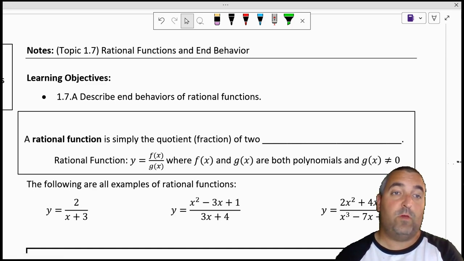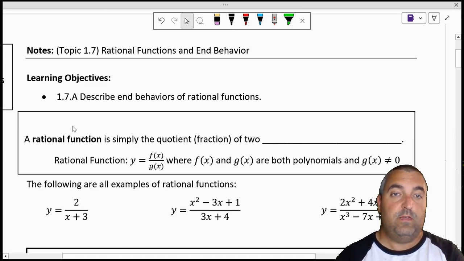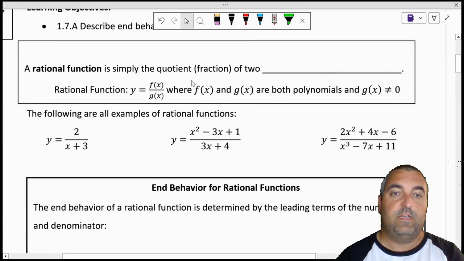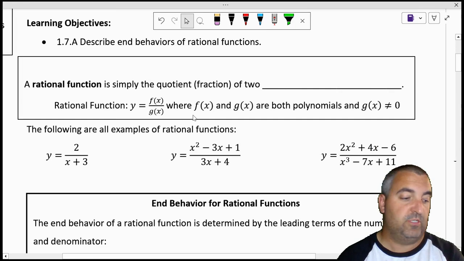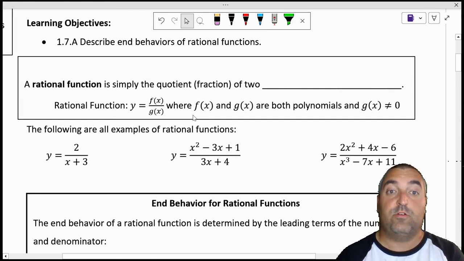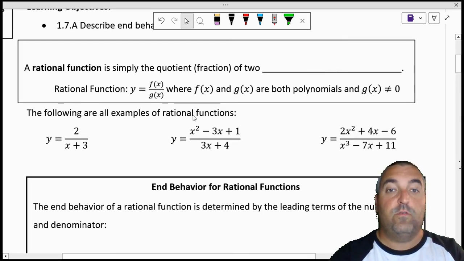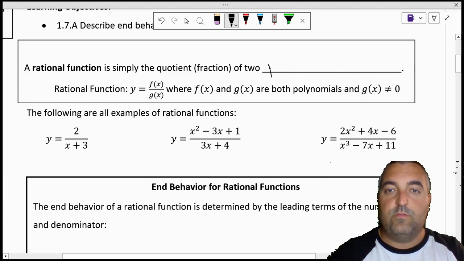Today we're going to topic 1.7. We're going to start talking about rational functions and their end behavior, but this video is really going to focus on just rational functions in general, a lot of terms. So a rational function is simply the quotient or fraction or ratio of two polynomials.